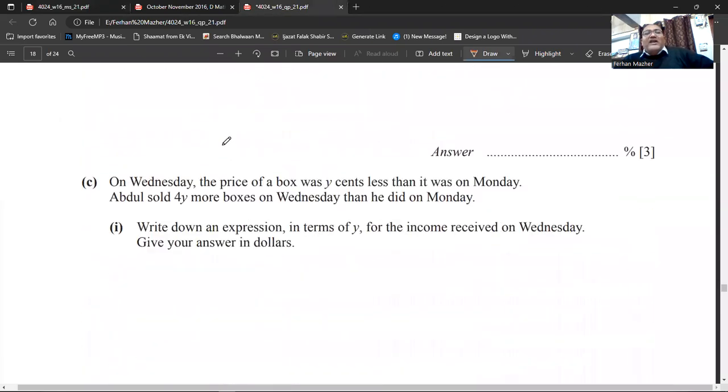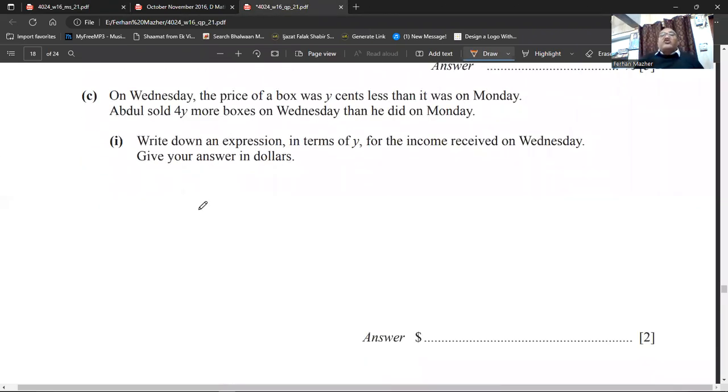Okay, so we are going to the next question. The next question is question number 9C part. On Wednesday, the price of a box was 5 cents less than it was on Monday. Abdul sold 4 more boxes on Wednesday than he did on Monday. Write down an expression in terms of Y for the income received on Wednesday. Give your answer in dollars.